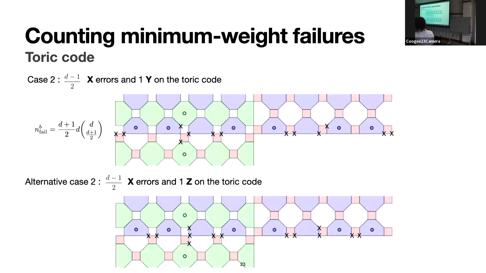But we also have an alternative scenario that creates the same syndrome, and so these have to be counted all together. We'll have the same number of these, but in total it'll contribute exactly and fail B over there. And these correspond to 1 Z error on the toric code and d minus 1 on 2 X errors distributed this way.